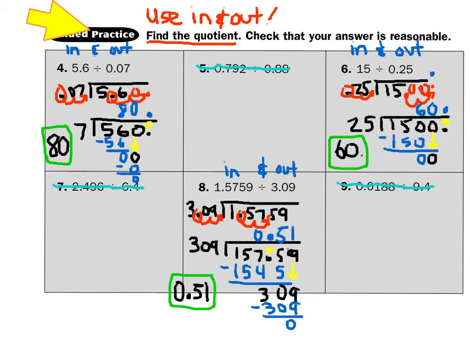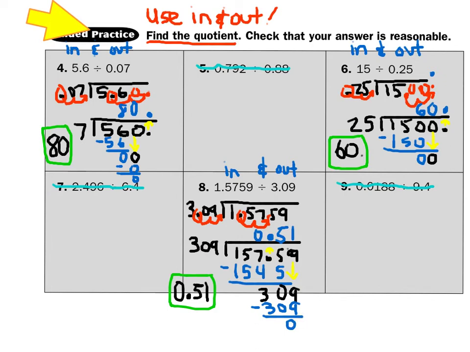5 times 309 gave me 1545. And then I subtracted and got 30. And then I brought down the 9. And of course, 309 goes into 309 one complete time. And 1 times 309 gives me 309.